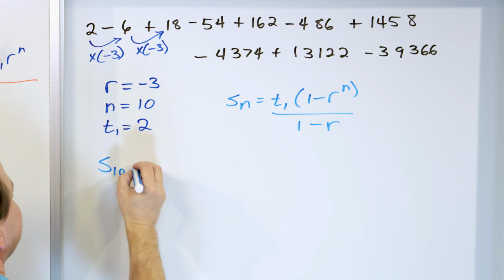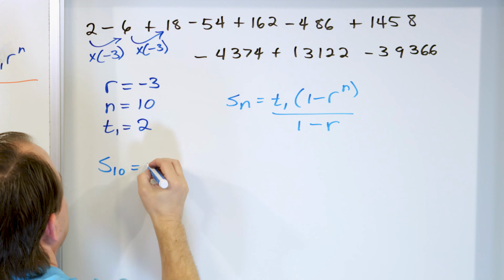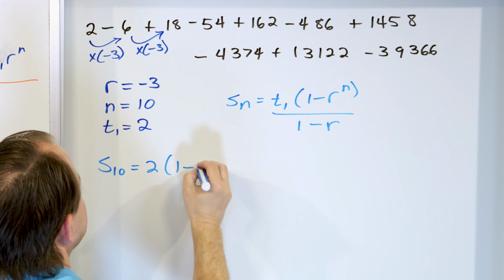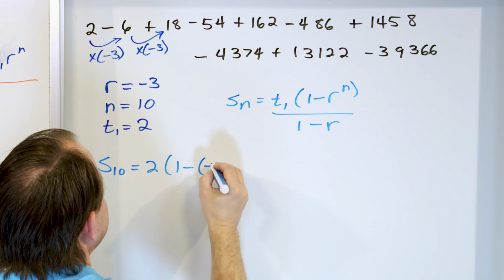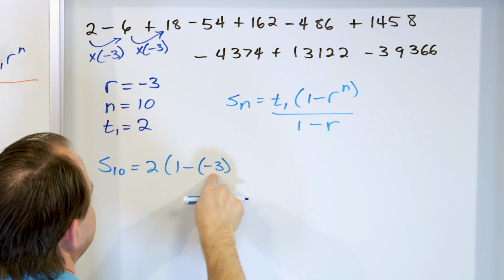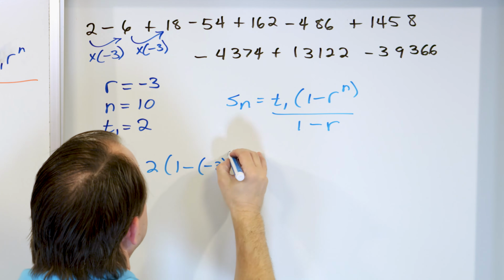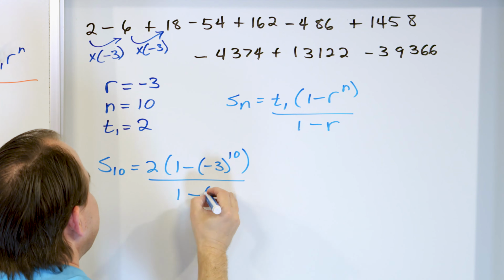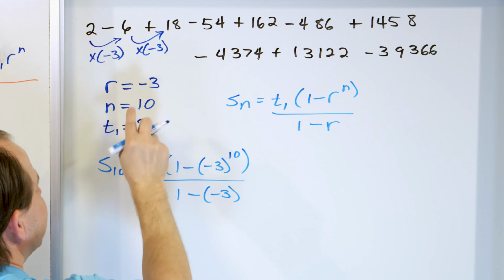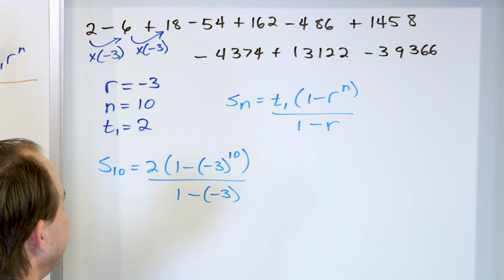So how many terms do we have? 10. The 10th partial sum is going to be the first term, which is 2, times 1 minus the common ratio r. R we said was negative 3, so you put it in parentheses, negative 3. Make sure you put it in parentheses, to the power of n, which is 10. And on the bottom, it's 1 minus r, but again, wrap it in parentheses because r is negative. It's a negative 3.